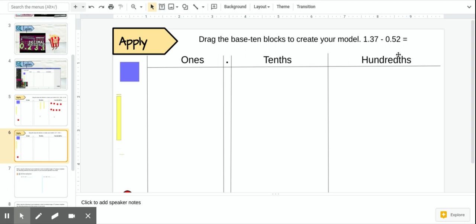Now I'm going to draw myself a little text box here. We have 2 tenths. And don't forget your decimal.